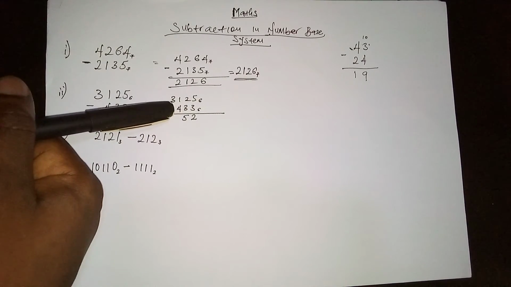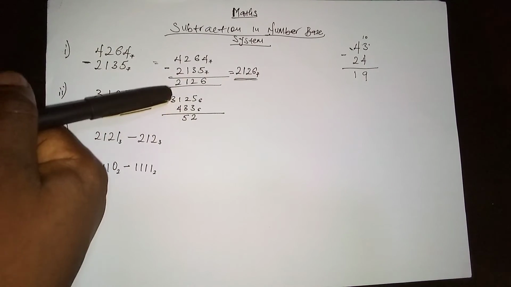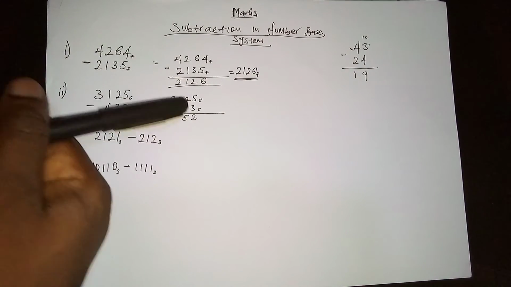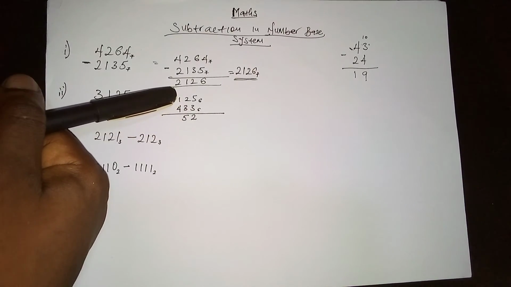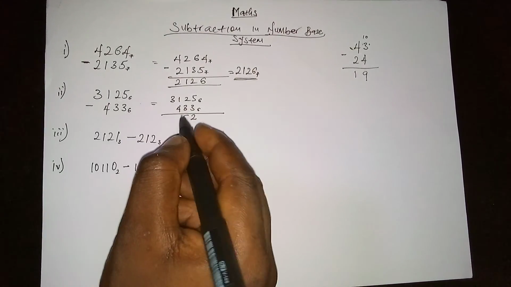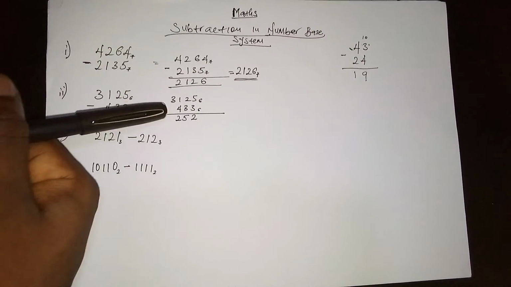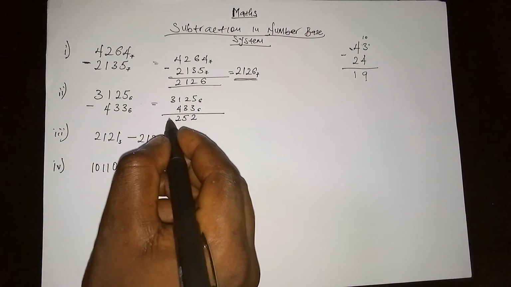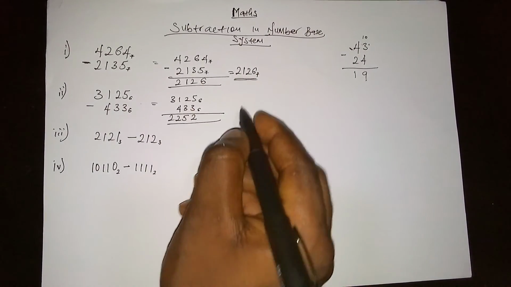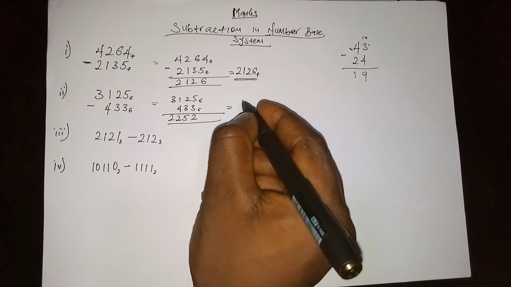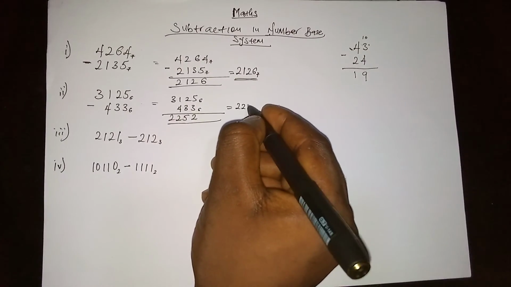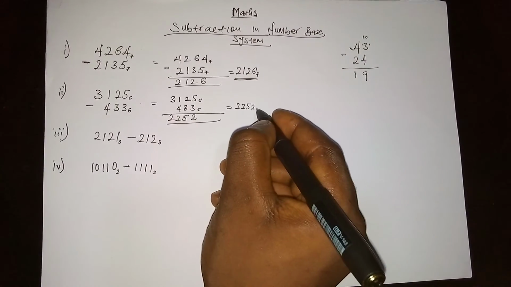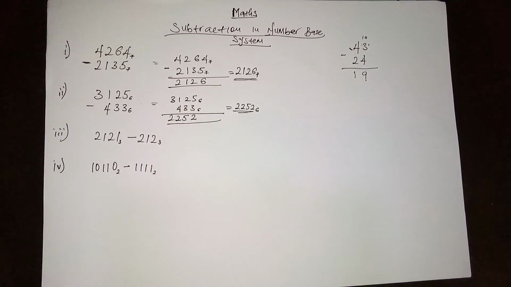What I have here is 0. So I'm borrowing 6. If I borrow 1 now, what I just borrowed is 6. So 6 minus 4, I have what? 2. Then I have 2 left here. 2 minus nothing is 2. So in base 6, what I have is 252 in base 6. Can you see how simple it is?